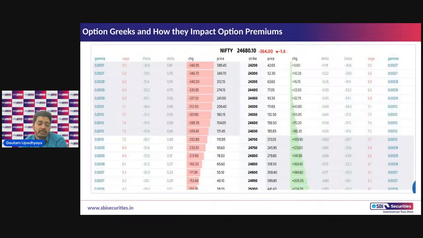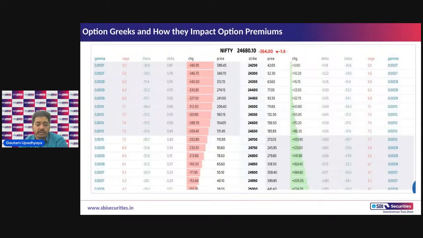So delta is a very important parameter to track. The other one is gamma and vega. Vega is basically the volatility part of the option Greek, and the last one is theta, which is the time value component. So first we'll start with delta.